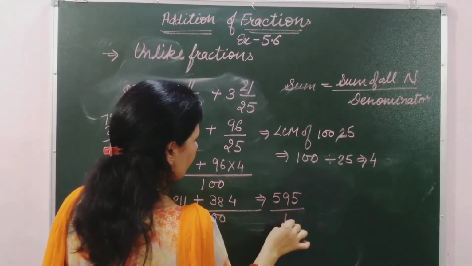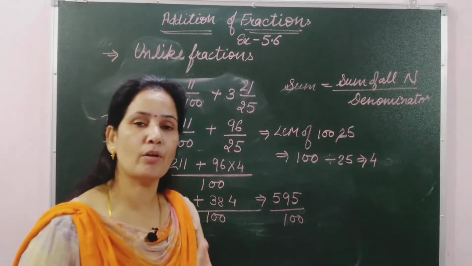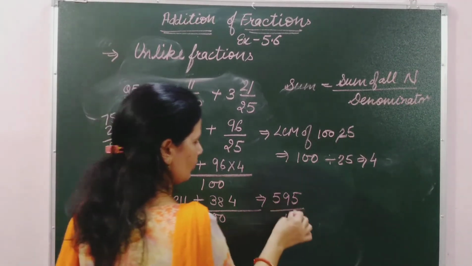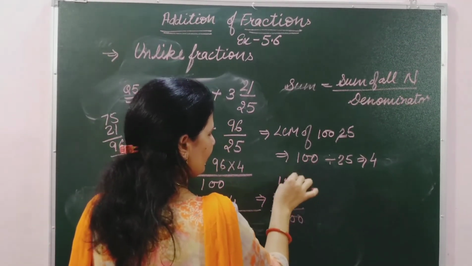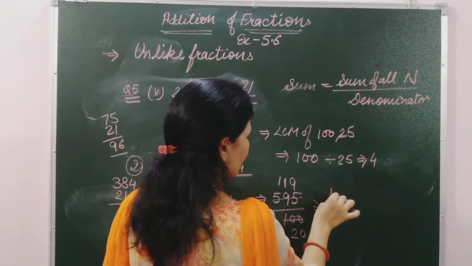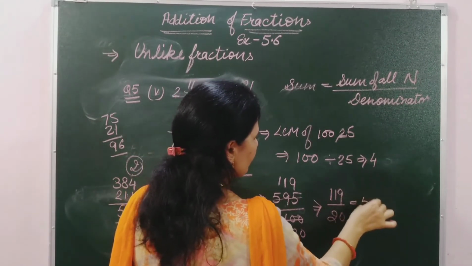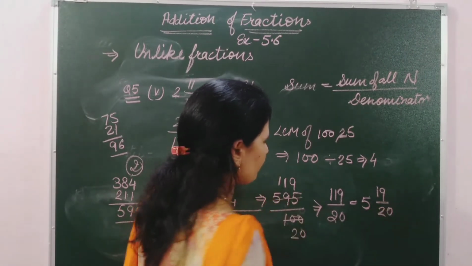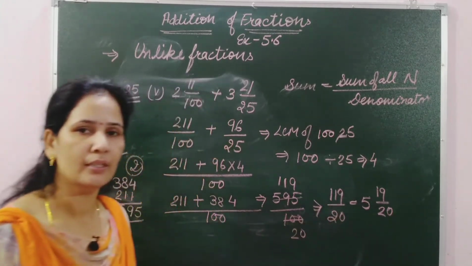595 upon 100. Both are multiples of 5, so very easily we can divide by 5. So let's start. 5 times 1 is 5, 5 times 9 is 45, 5 times 2 is 10. After cancellation we get 119 by 20, and 5 times 20 is 100. So 5 times 19 is 95, 20 times 5 is 100, and 100 plus 19 gives 119.